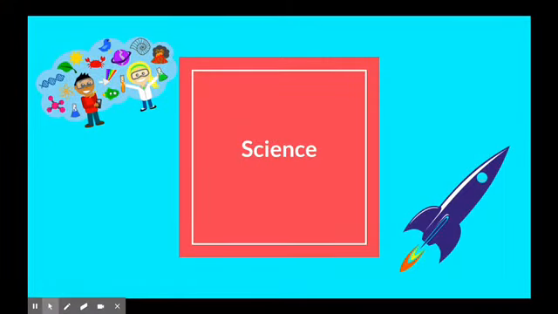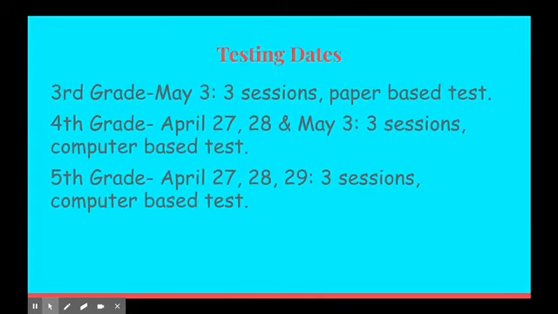In this video, we will cover key information regarding the science section of the LEAP test. The testing dates are as follows. 3rd grade will test May the 3rd. There will be 3 sessions and the test will be paper-based. 4th grade will test April 27th and 28th and May 3rd. The test will be 3 sessions and it will be a computer-based test. 5th grade will test April 27th, 28th, and 29th. The test will be 3 sessions, and it will also be computer-based.